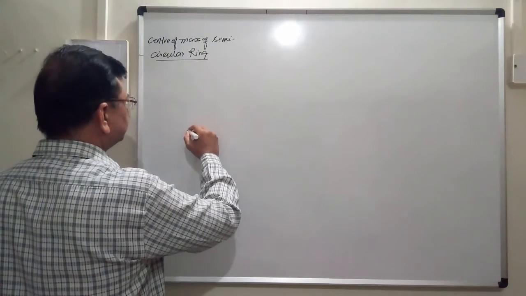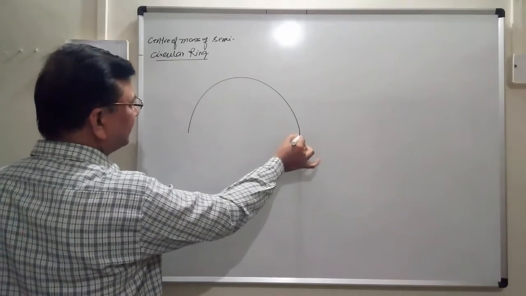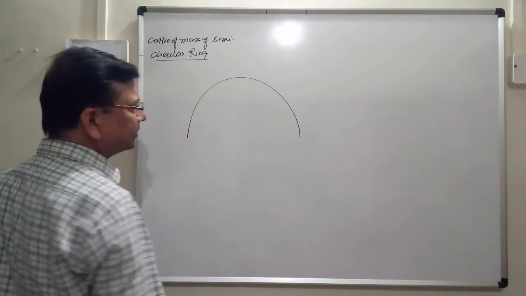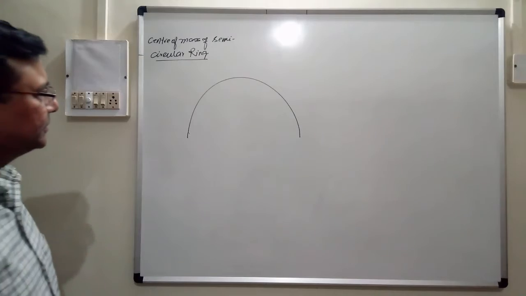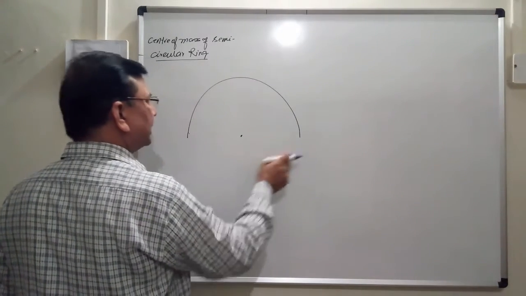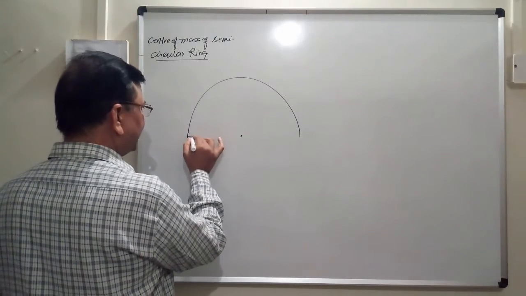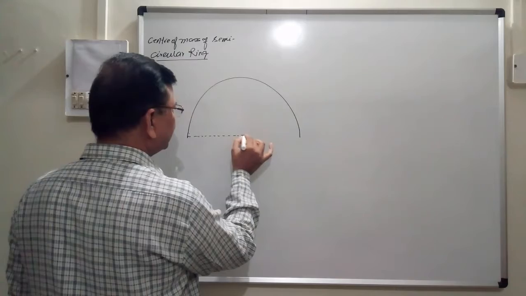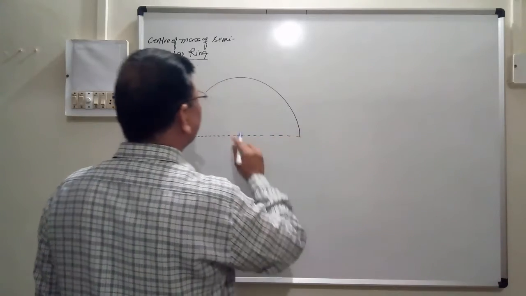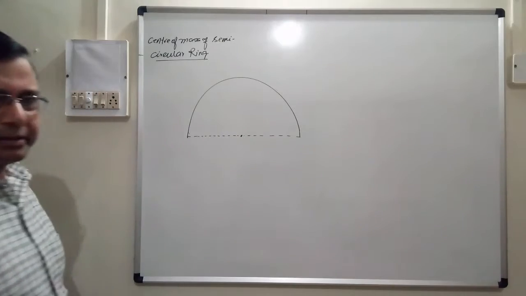Now to find the center of mass of this kind of half part of the ring, right? Center is over here. If it would have been a complete circle, this is the center. I have to find the center of mass of this semicircular part of the ring.